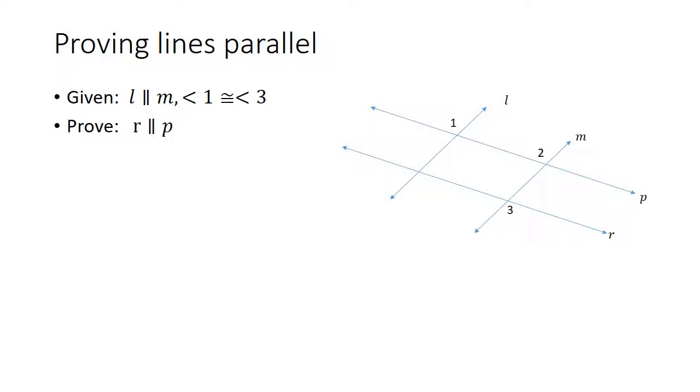All right, so this is what the proof would look like. We are going to prove that R is parallel to P using that L and M are parallel and that 1 is congruent to 3. So I'm going to go through here and say that L and M are parallel and that 1 is congruent to 3.